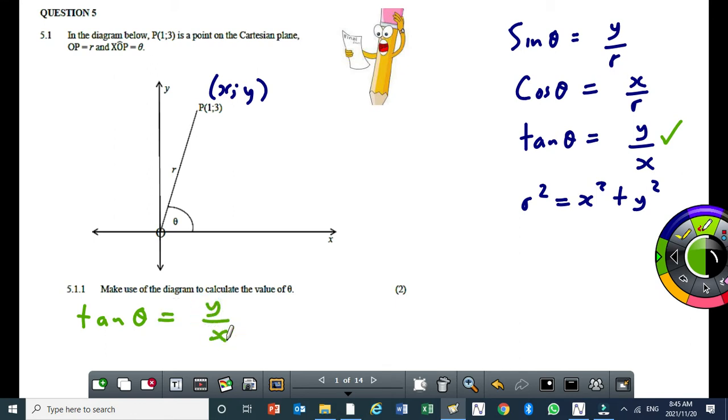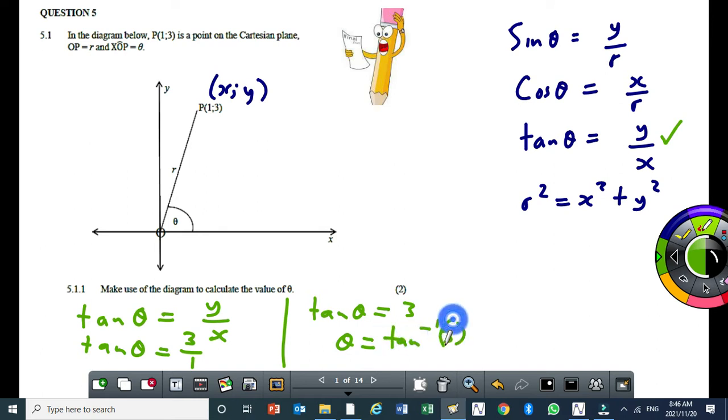So, to calculate the value of theta, I'll write tan theta is equal to y over x. Remember, I'm going to calculate theta here. So tan theta is going to be equal to y, which is equal to 3, and x is 1. So what this means is that my equation becomes tan theta equal to 3. So theta is going to be shift tan of 3. What answer do you get? What is shift tan of 3? 71.57 degrees. So that's the value of that angle theta. Right? Are you following me?